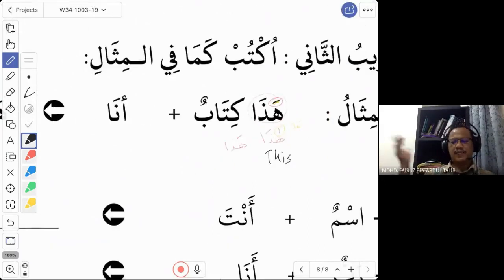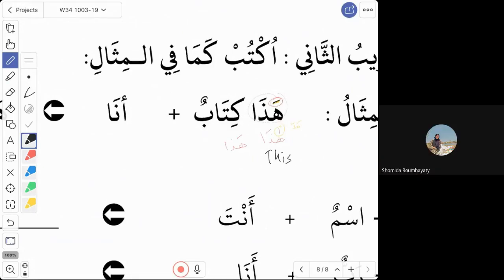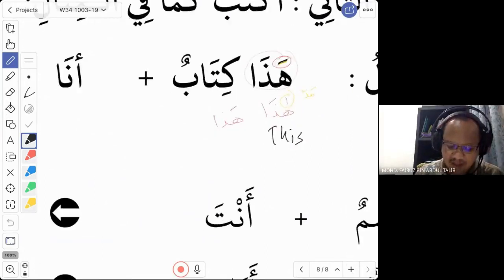Haza kitab. Okay, now in the previous lesson we have learned another word to say this. Does anyone remember the word? You can go back to the lesson, to the conversation al-hiwar, and there is a line saying that I am a student in this university. So give me the word for this in that sentence. So he said ana talib fi. What is the next word? Hazihi. Yes, thank you, that is the word.